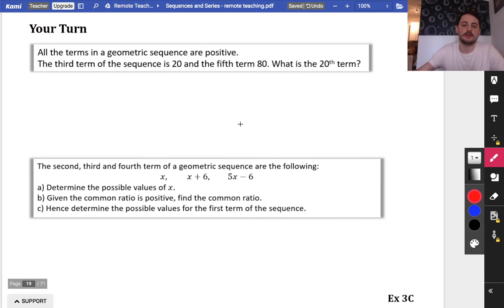So I'm going to give you a chance to have a quick go at these two questions, and I'm going to go through them after you've paused the video to have a go at them. Then you're going to do exercise 3C for me, and then we'll come back together and we shall also do the sum of geometric series 2. So make sure you pause here.